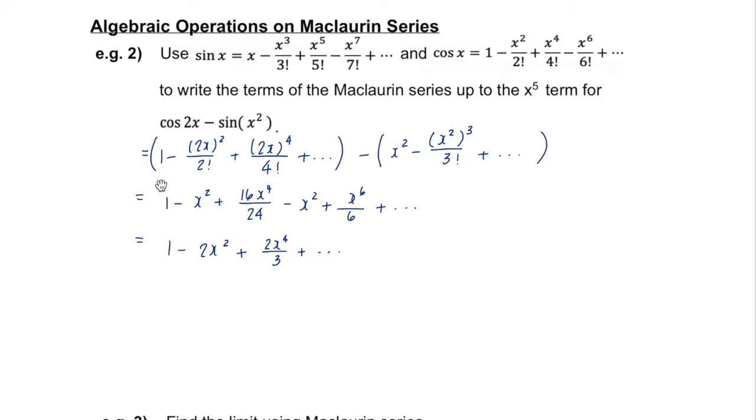So in the cosine version, I have 1 minus 2x squared over 2 factorial plus 2x to the power 4 over 4 factorial. Because the next term is already an x to the power of 6, I don't have to write it out. For the sine version, I have x squared minus x squared cubed over 3 factorial, which really isn't what I need, right? This is going to be x to the power of 6. So in our final answer, we only need to simplify what we get, and we have 3 terms, plus dot dot dot.